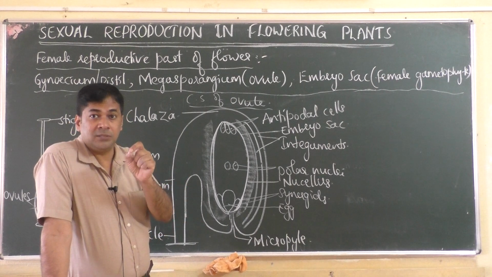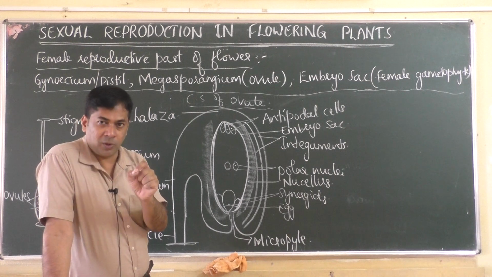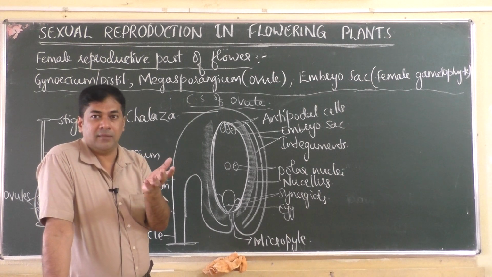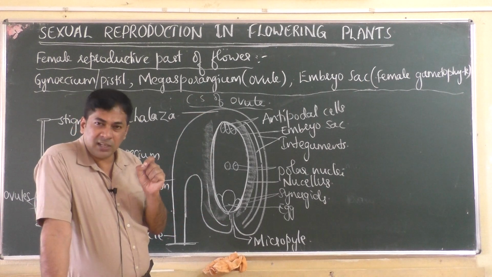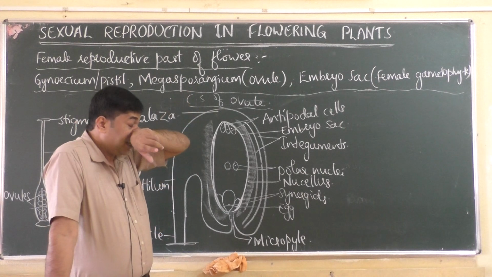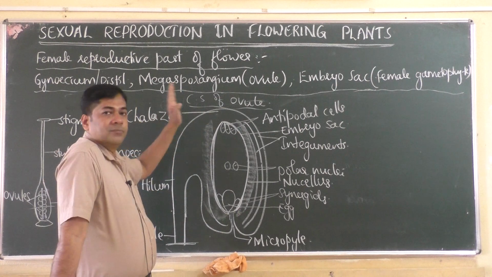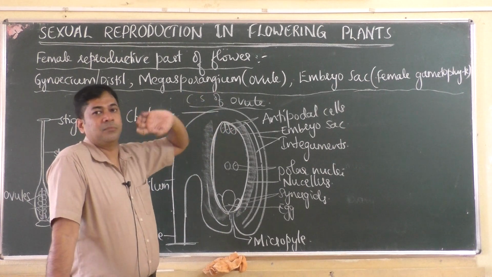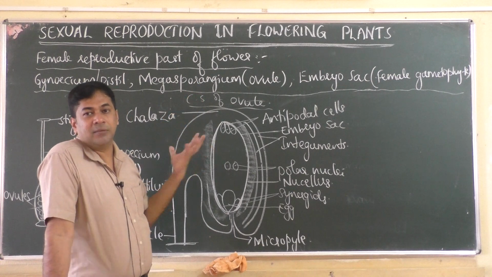The word mega means bigger. Micro means smaller. Macro, M-A-C-R-O, or mega means big. Compared to pollen grains, the egg size is slightly bigger, so it is called a megaspore. As the megaspore will be present within the ovule, it is called megasporangium, meaning a bag-like structure containing megaspore.